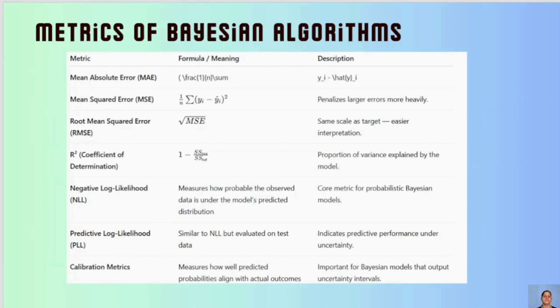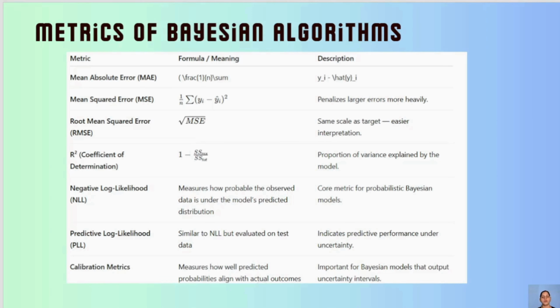Once we build all our models, what is the next step? We have to understand how it behaves with other models, right? For that we have different metrics, and these are regression metrics that we use for all regression models: mean absolute error, mean square error, root mean square error, and R2 score.